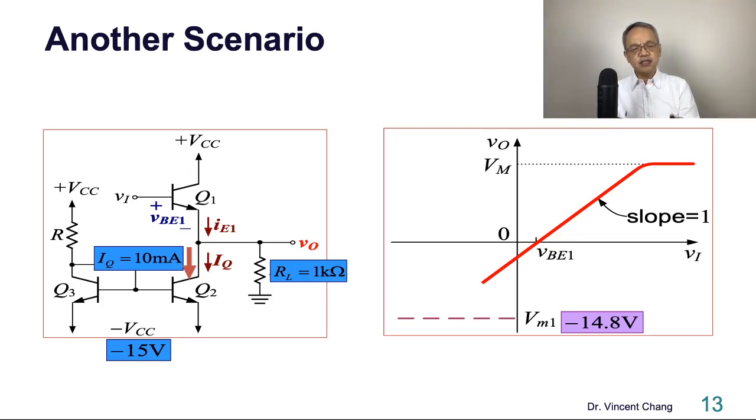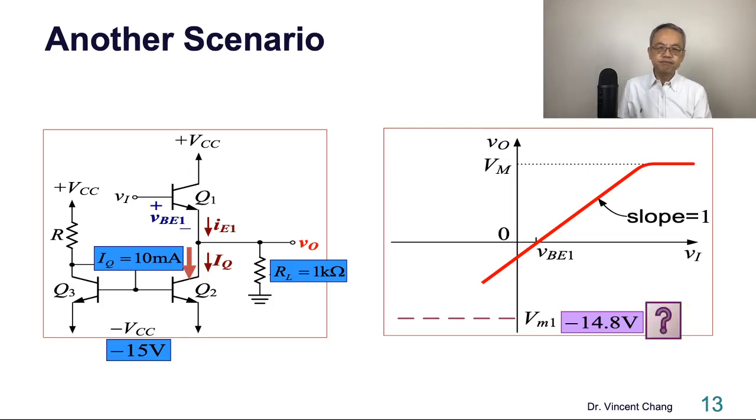Do you think the negative saturation voltage will still be the same, negative 14.8 volt? Will the answer change? So the question is, when RL is 1 kilo ohm and IQ is 10 milliamp, just look at the circuit. What would be the negative saturation voltage?